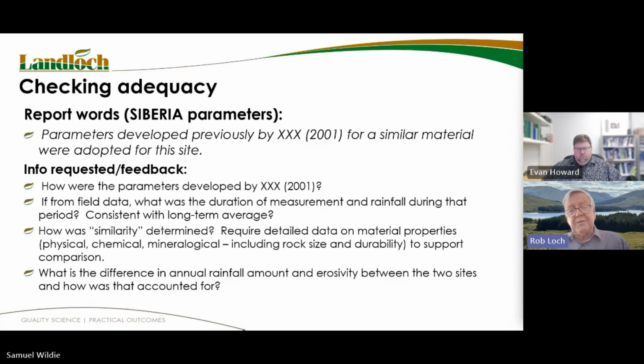You would then say, and if you got them from field data, tell us about the duration of measurement, rainfall during that period. Was it consistent with the long-term average? How did you determine similarity? What properties of the material were considered? You're then talking about if there was a difference in annual rain amount between the 2 sites, how was that accounted for? There are various ways one could do it, but you would be looking to see someone having at least made an effort. So, questions?